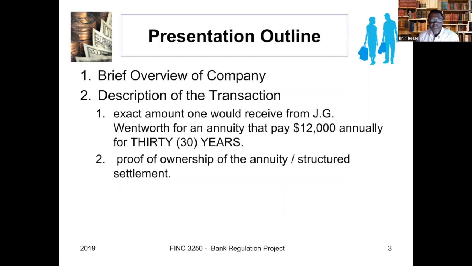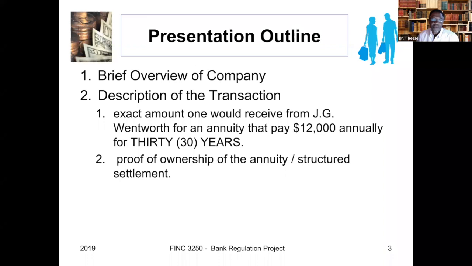Here we are on slide 3. Provide a brief overview of the J.G. Wentworth Company, and a description of the transaction. What you're going to do, and I've already included the slides for this, is walk students through an example of how J.G. Wentworth might buy an annuity that entitles an individual to $12,000 annually for 30 years. So again, you're going to walk the students through a transaction where J.G. Wentworth will buy from an individual an annuity that pays $12,000 annually for 30 years.